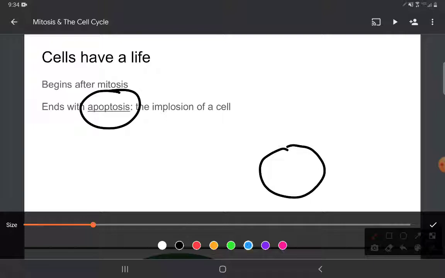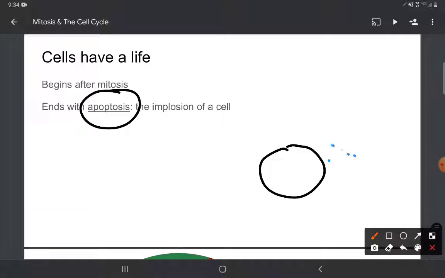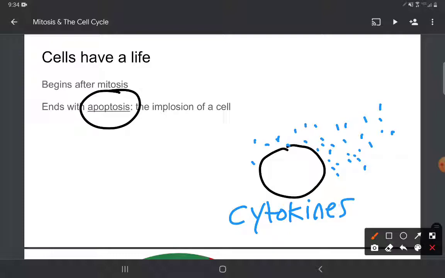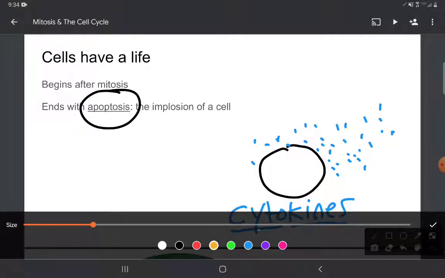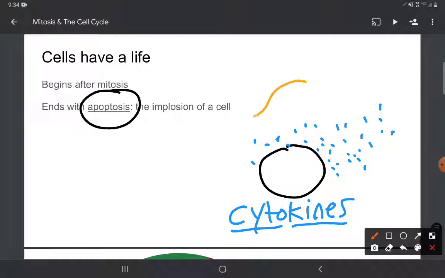Apoptosis is triggered by a release of chemical messages from the cell that signal the body that it is time for the cell to die. Those chemical messages are called cytokines. Cyto means cell, and kine means movement, or something that causes movement. In this case, the movement that it causes is a white blood cell.